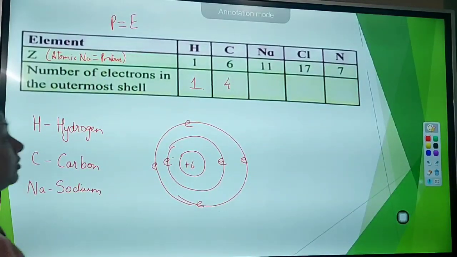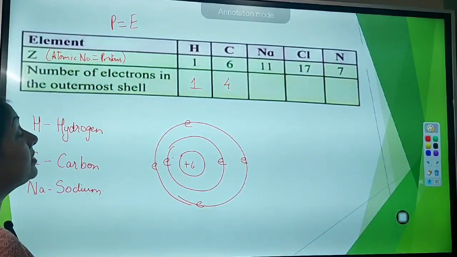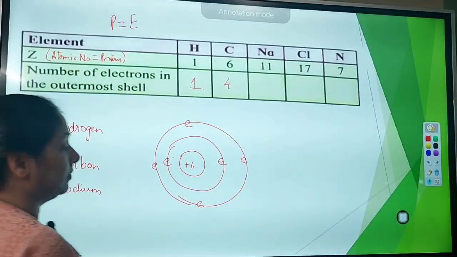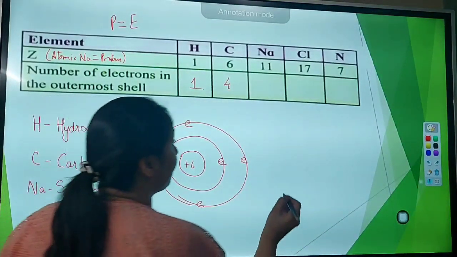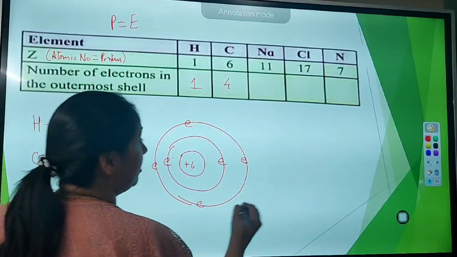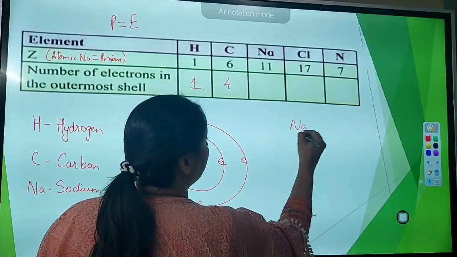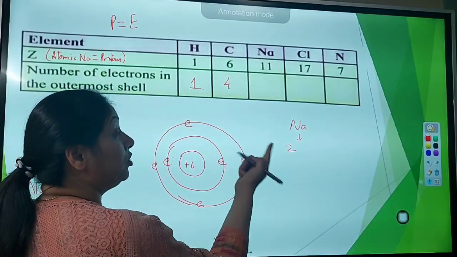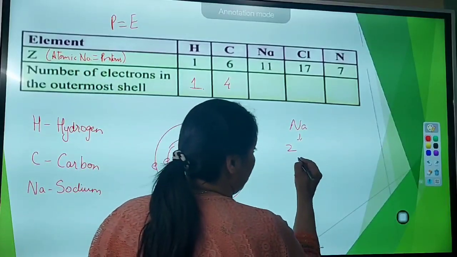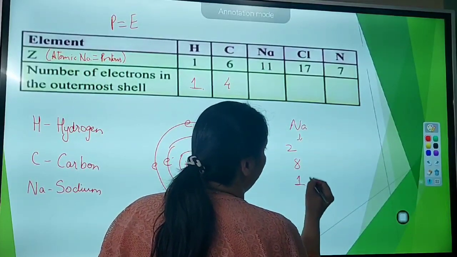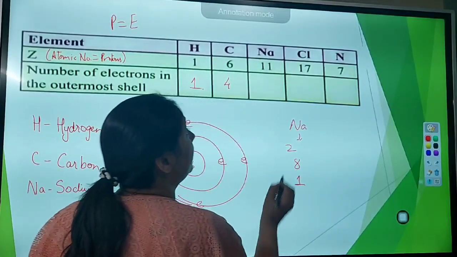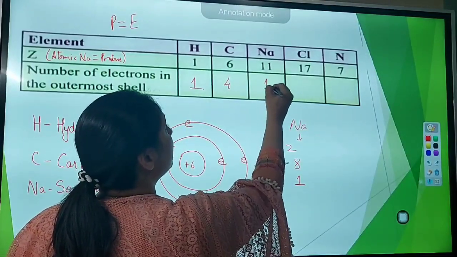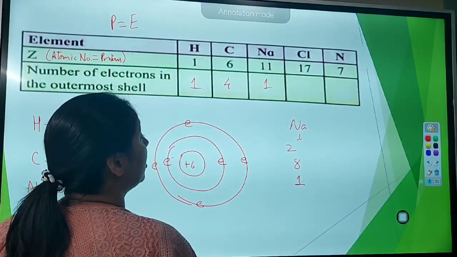Yes, children. We have sodium. Sodium has how many? Tell me. First shell of sodium, सोडियम के फर्स्ट शेल में कितने हैं? 2. 11 है तो 2 गया, 9. Next shell 8. Last shell 1. 2 plus 8 is 10, 10 plus 1 is 11. So the last shell of sodium will have 1.